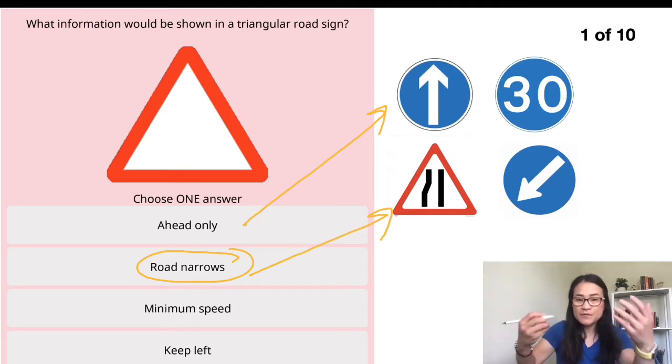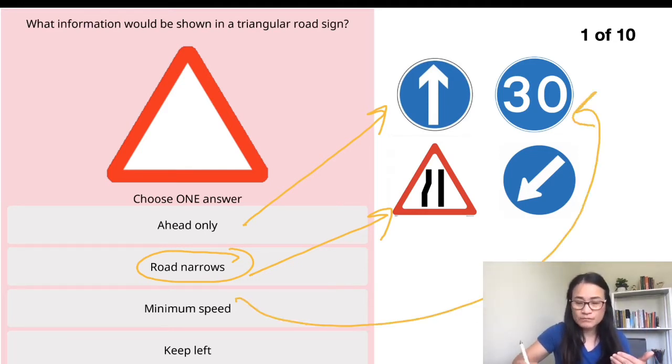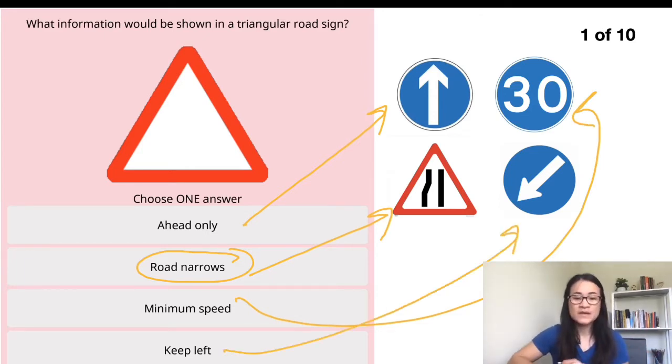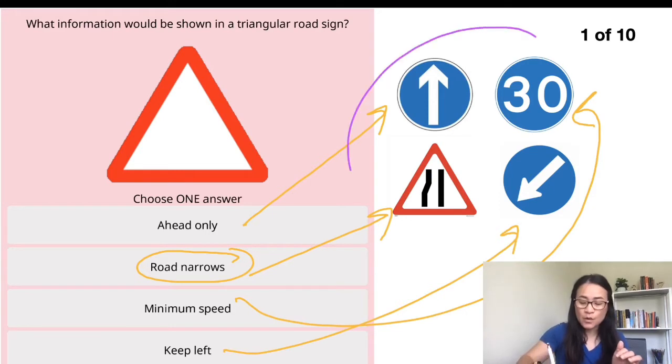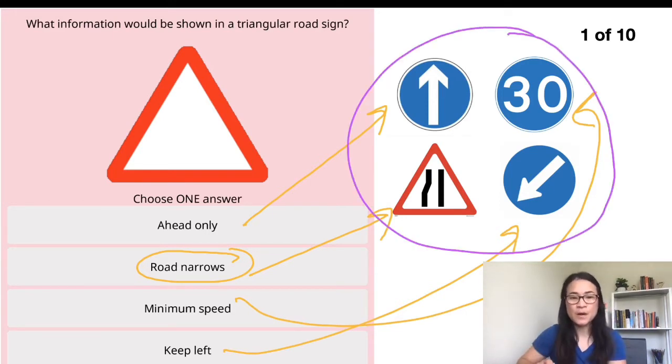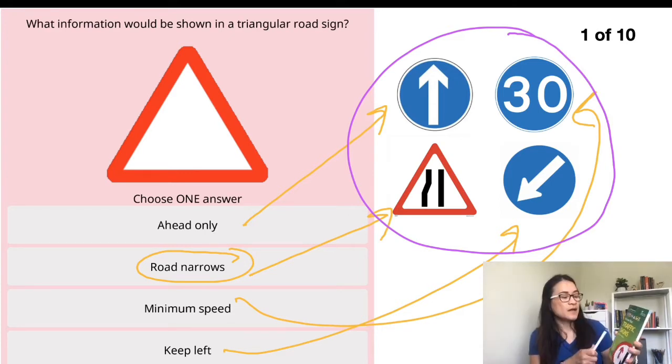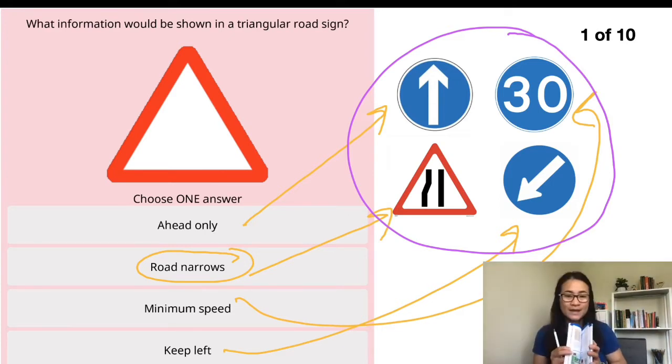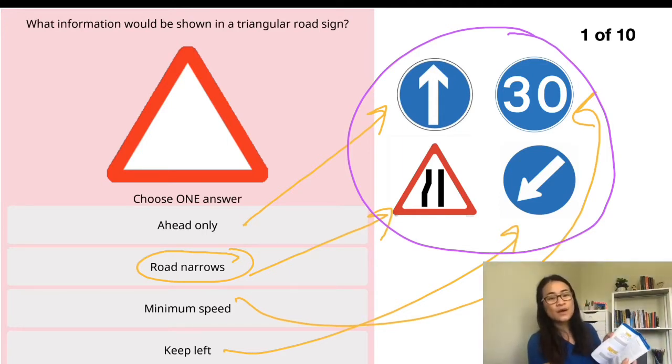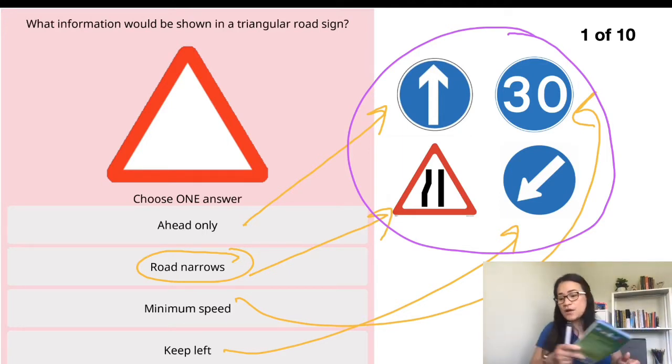Minimum speed gives you information. The last one said keep left. So you need to remember all of these, not just this one. I recommend you read the Highway Code or traffic signs. In there you will get information about what signs you really need to know as a car driver.